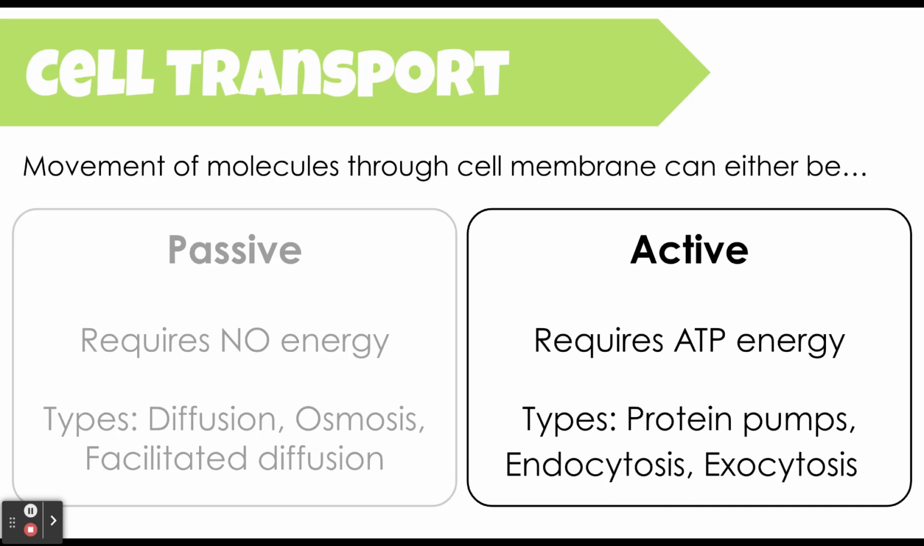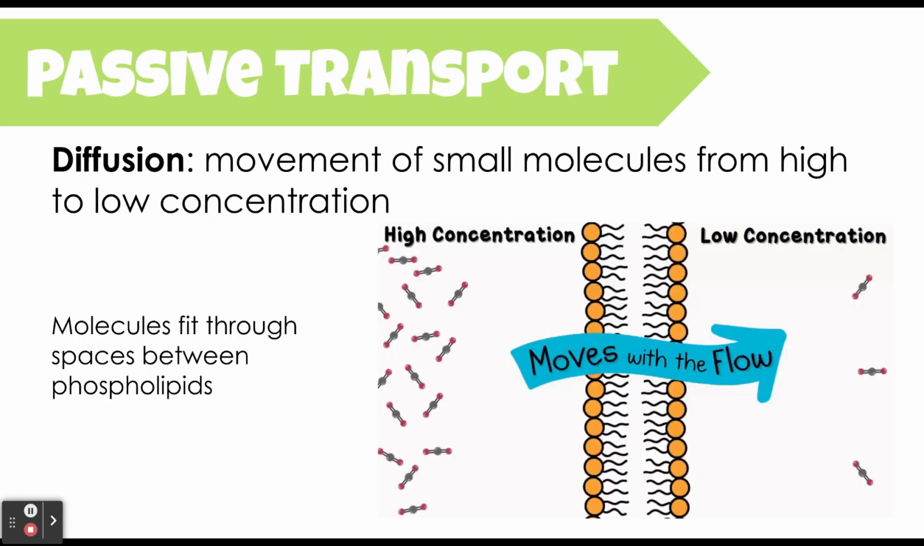The opposite, if you will, of passive transport through the cell membrane would be molecules that go through active transport. This means that to move these molecules through the cell membrane, there is energy required, and the energy is in the form of ATP. There are three types of active transport: protein pumps, and endocytosis and exocytosis. So we're going to talk about all of these different types of movement of molecules through the cell membrane and why they do or do not need energy. So let's go through the types of passive transport first.